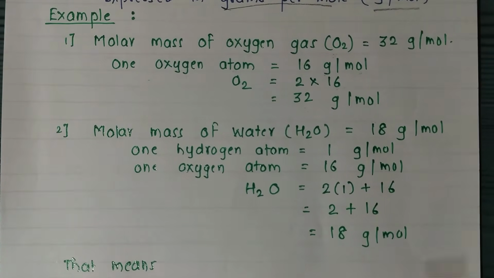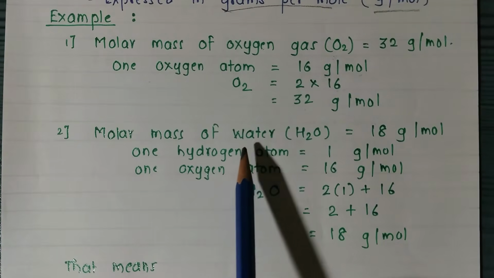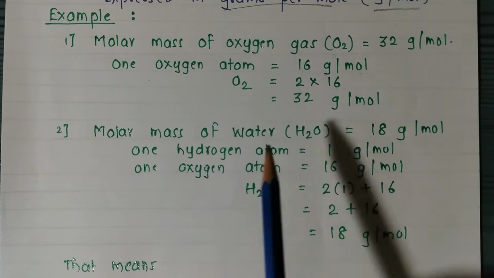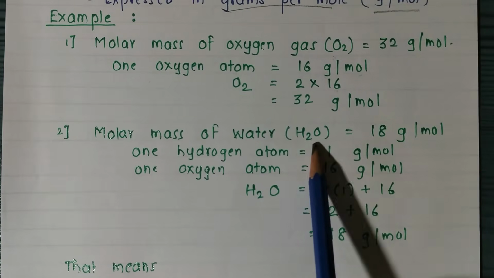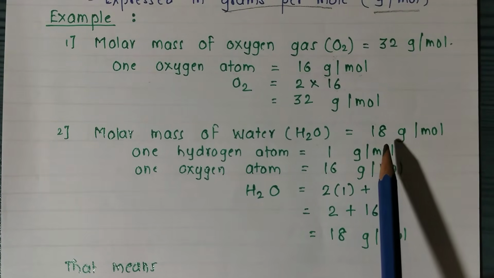Now we see our second example, the molar mass of water. So what is the molar mass of water? As we know, water is H2O. So the molar mass of water is 18 grams per mole.